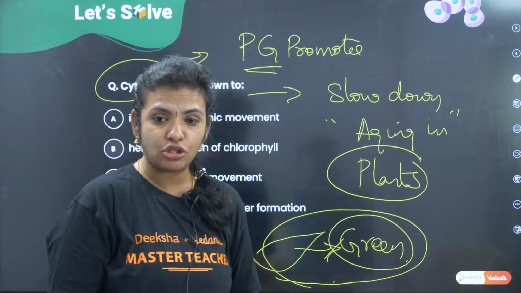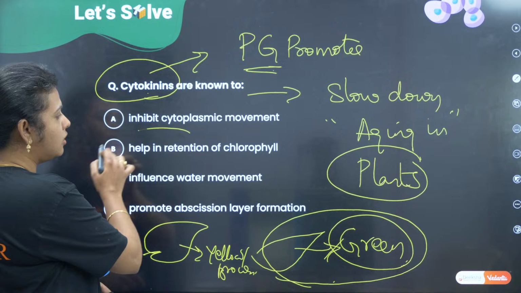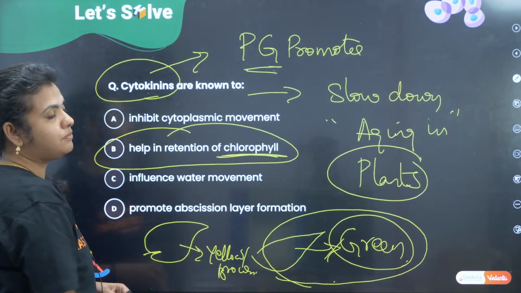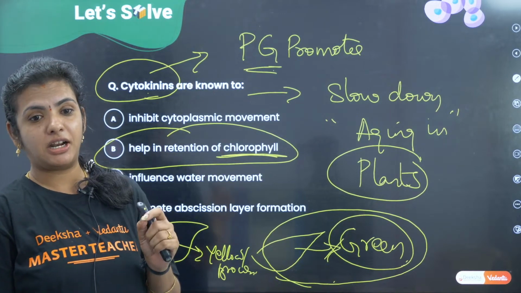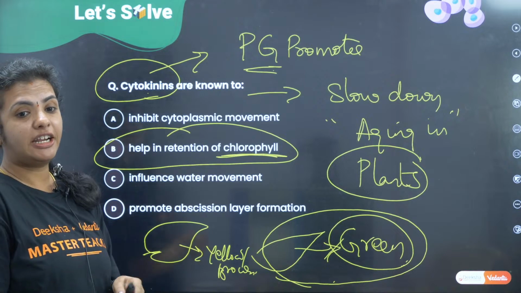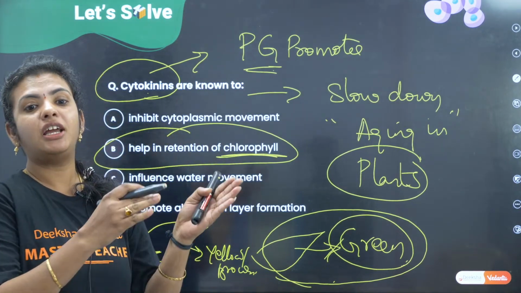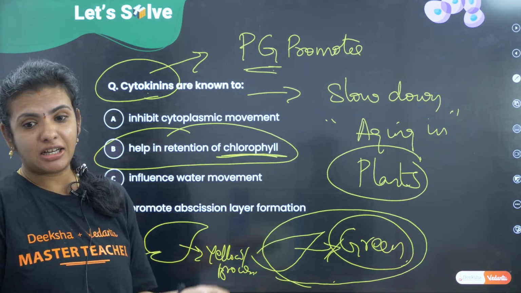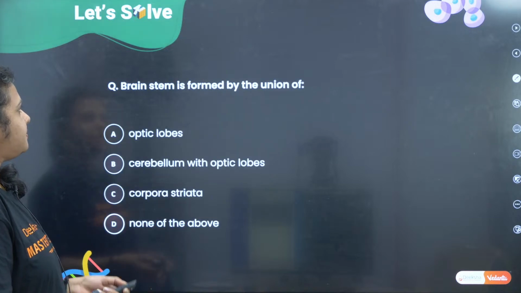And if the plant has to be green in color, what does it need? It needs chlorophyll pigment, because chlorophyll is the one which is responsible for green color in the plants. Okay, so definitely cytokinin is going to help in retention of chlorophyll. So by keeping more amount of chlorophyll, the plant is going to remain younger for a very long period of time. All right, next question.